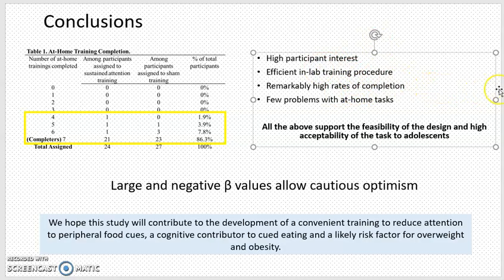We developed and deployed an efficient in-lab training procedure. So in only a 30-minute first lab visit, we trained people how to do the at-home tasks, and the high compliance rate shows high rates of understanding of those instructions. We also had a high rate of completion and few problems with the at-home tasks, which are all very promising and support the feasibility of the design and pilot and high acceptability of this task to adolescents, which is very important. This is a pilot study, where we primarily are looking to kind of smooth out the procedural design.